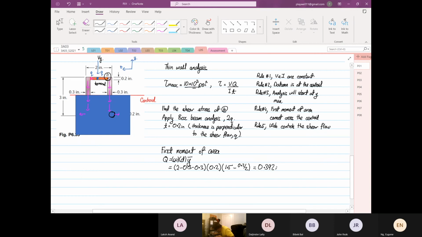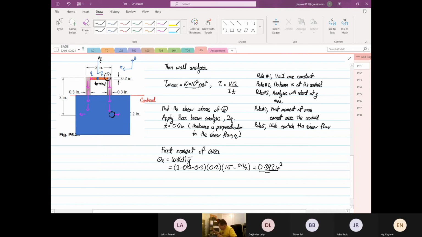92 inches cube. Okay, this is Q. So if I'm going to write this properly, this is the first moment of area, Q, about the z-axis. Okay, that is our Qz.